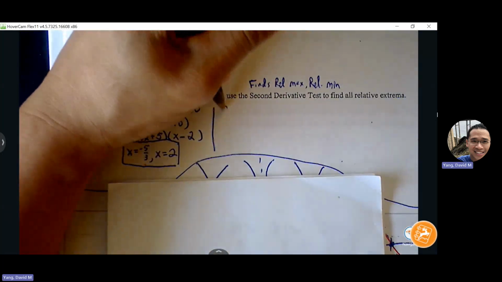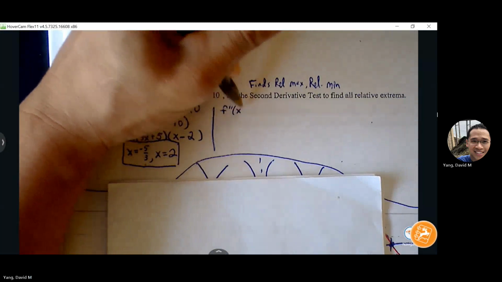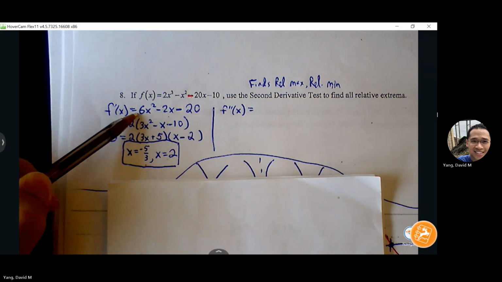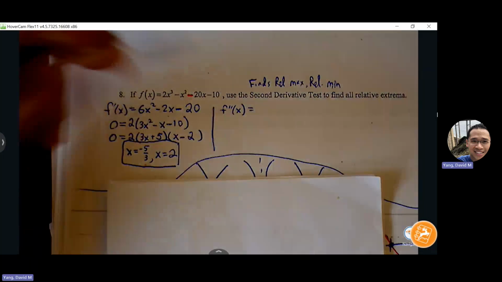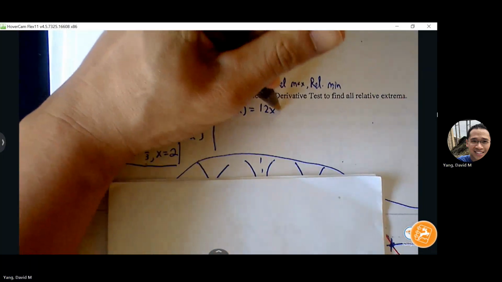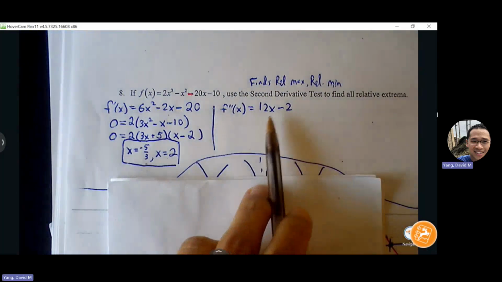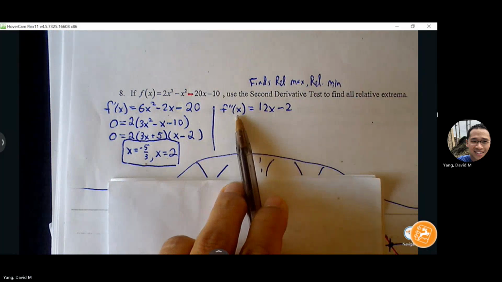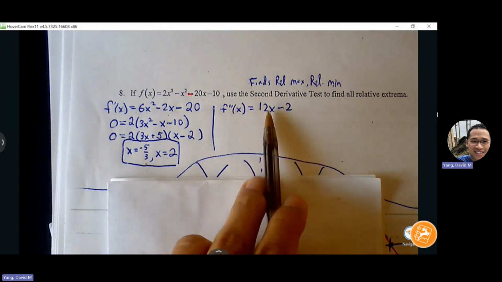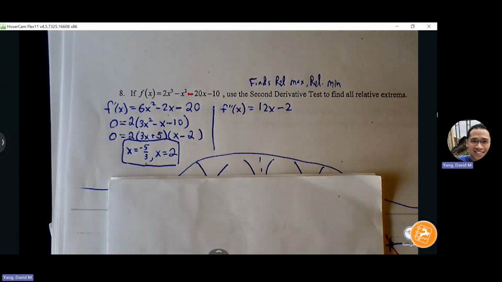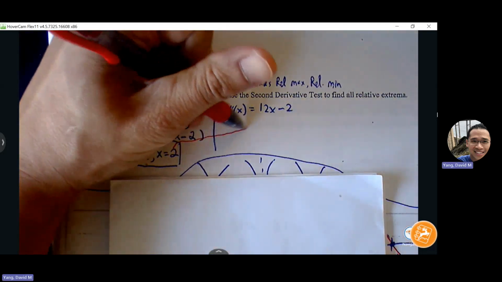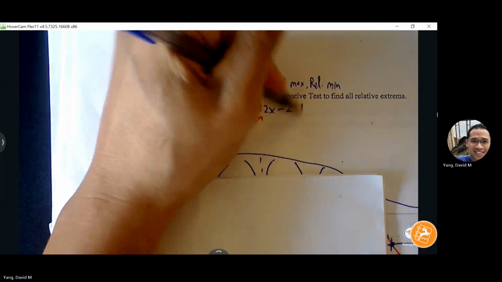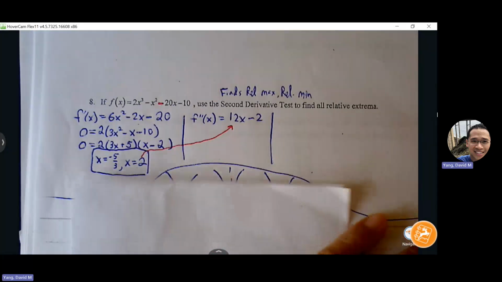So f double prime. Go through the power rule again: 12x minus 2. Okay, do we set this equal to 0? No, that's the test for concavity, right? That's something else. We're going to involve these critical points and plug them in for the x of that double prime.